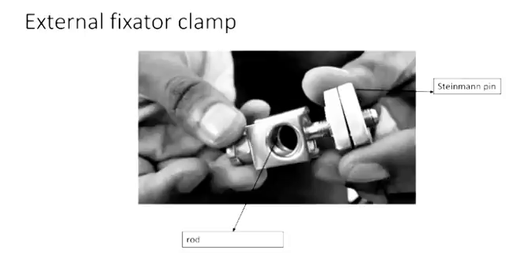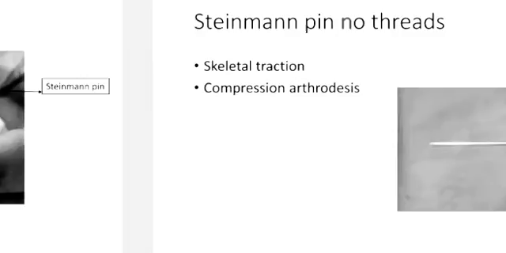We can see here that this is an external fixator clamp. This portion is the Steinmann pin, and another thing there is a rod. Steinmann pin is a stout straight steel rod of diameter ranging from 3 to 6 mm. It is used for skeletal traction, common sites being the upper end of the tibia, supracondylar region of the femur, and calcaneum.